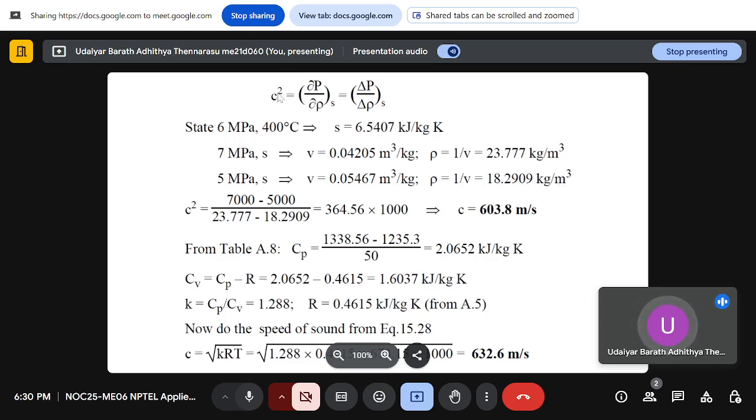So now I can estimate the speed of sound. c square is delta p by delta rho. Since we are taking a finite difference, it is the difference in pressure divided by the change in density. My P1 is 7 and P2 is 5. So P1 minus P2, 7000 minus 5000, writing in terms of kilopascal to keep the unit same, divided by 23.777 minus 18.2909, we get 364.56 into 1000.